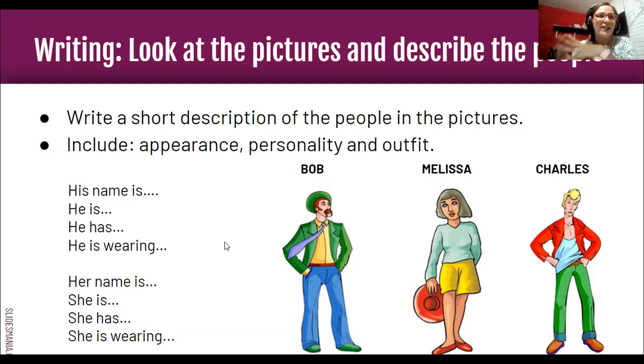So, this is a writing activity. Cuando terminemos, algunos de ustedes van a leer las descripciones y nosotros vamos a comparar if they are okay or if there is a mistake, we are going to correct. Is that clear? Is it clear? Yes. Okay.